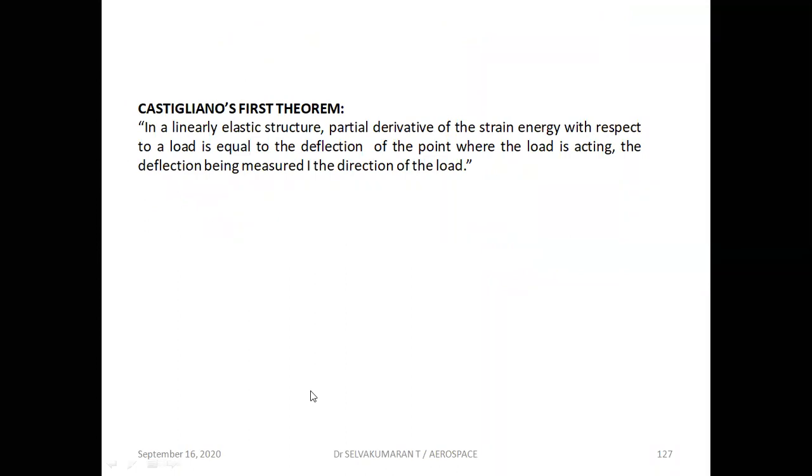Now, Castigliano's first theorem, what it states is that in a linearly elastic structure, the partial derivative of the total strain energy with respect to load is equal to the deflection of the point where the load is acting, the deflection being measured in the direction of the load. Let us see how this Castigliano's theorem is applied in the problem.